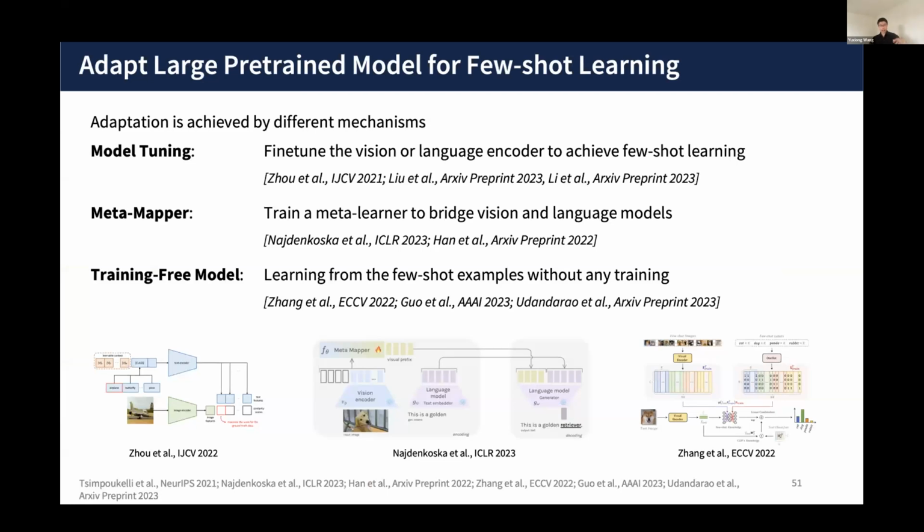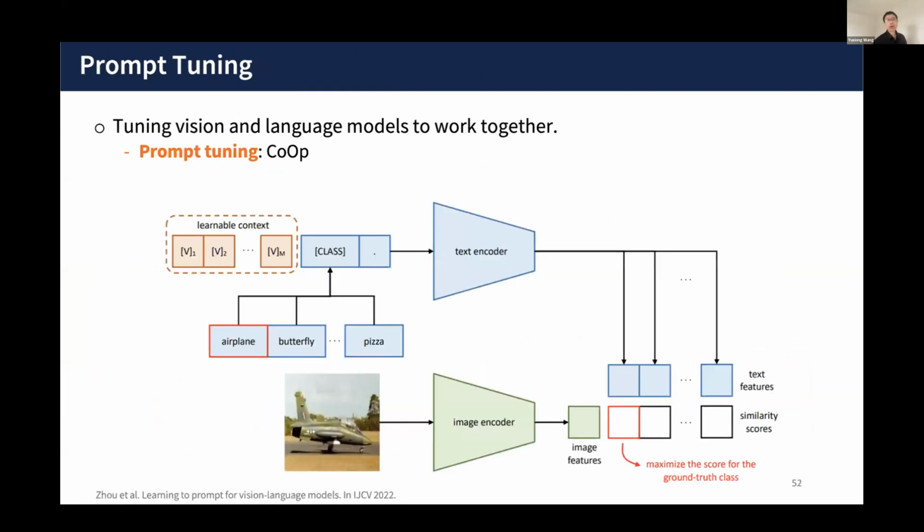Consequently, there is growing interest in adapting large pre-trained models for few-shot learning. As a brief summary, some work fine-tunes a vision or language encoder to achieve few-shot learning. Another line of work trains a mental learner to efficiently bridge large-scale vision and language models and leverage their already learned capacity. Finally, another line of work aims to achieve few-shot learning without any training. More specifically, the first line of work uses prompt tuning to maximize the model performance. The key is to find the optimal context tokens to maximize the probability of predicting ground truth labels. During this process, the image and text encoders are both frozen.